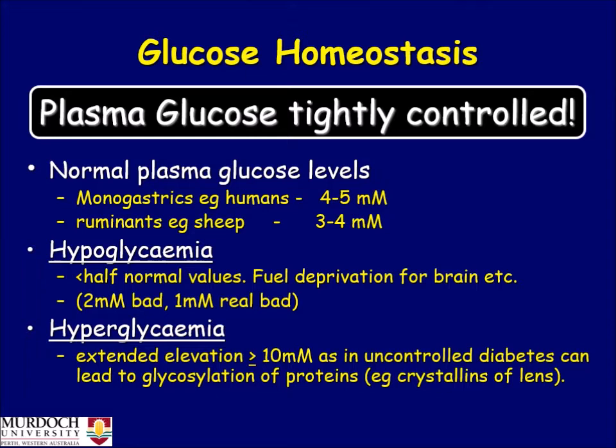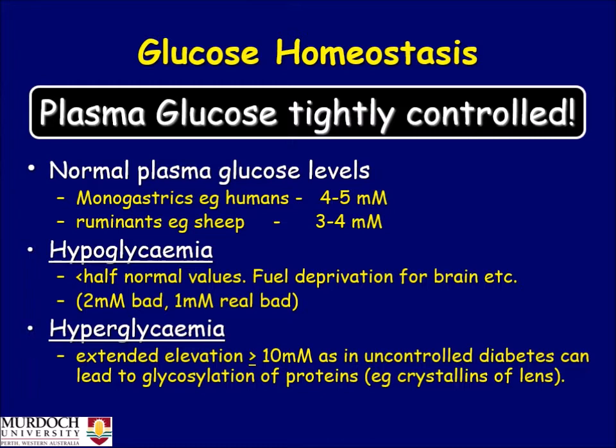When these plasma glucose concentrations become too low, we call it hypoglycemia. And these are when the plasma glucose levels get down to less than half normal values. And this can be quite dangerous because glucose-dependent tissues, like your brain, really start to struggle if they are deprived of glucose at these low levels. And in monogastrics, a value of 2 millimolars is pretty bad. And if you get down to 1 millimolar or lower, you're in real strife. And classically, people start to pass out at levels of that concentration.